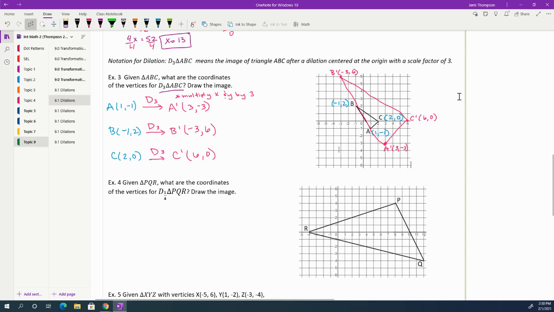So if I get into it even a little bit further with you, you'll notice AC right here, that's up 1 over 1. Well, A prime C prime is up 1 over 1, up 1 over 1, up 1 over 1. So that's actually up 3 over 3, right? It's 3 times as long.